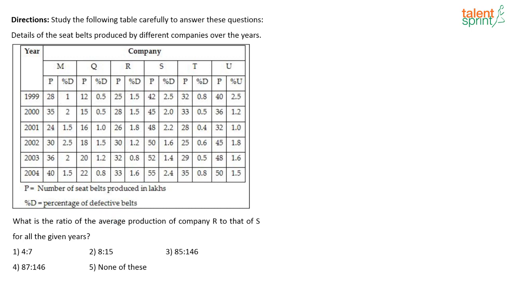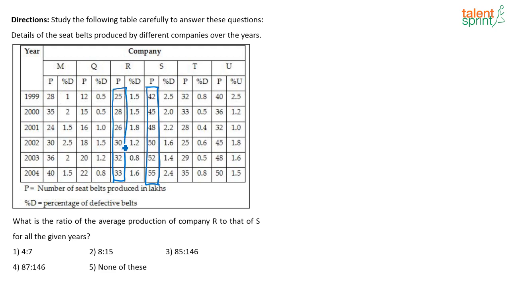What is the ratio of the average production of company R to that of S for all the given years? So, average production of company R to S. Where is R and what is the production of R? This is the production of R, and production of S is the sum of all these. When they are asking you for the ratio of the average production of company R to company S, what do you do? Just add this, right?